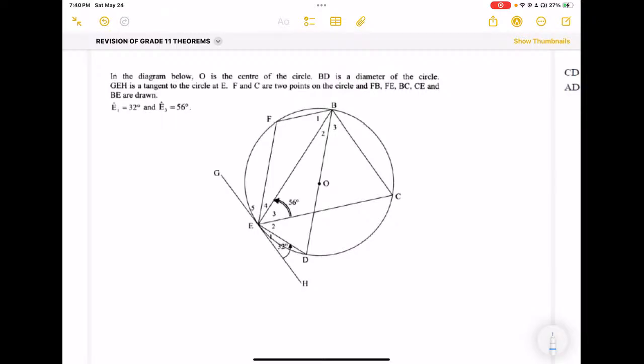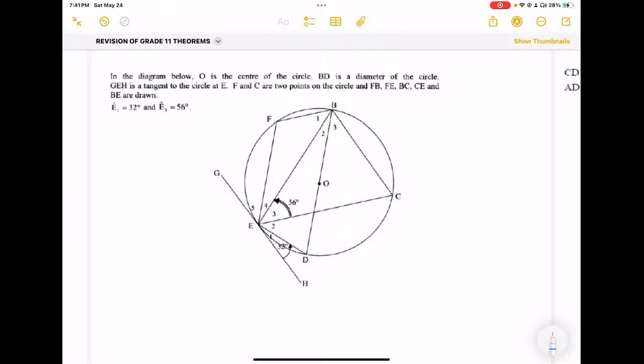Okay, so let's look at this one now. This one in the diagram below, O is the center of the circle, BD is the diameter, okay? Of the circle, GEH is a tangent to the circle at E, and F and C are 2 points on the circle. FB, FE, BC, CE, and BE are drawn, and then E1 is 32 degrees, and E3 is 56, okay, so there we are, we've got everything there, right?